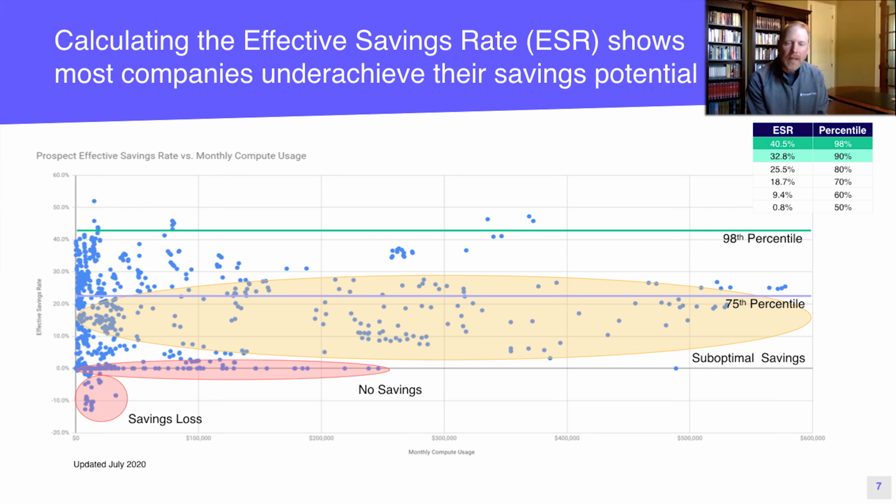So this is a very, very powerful KPI that is our chief KPI. Our algorithms are seeking to maximize your effective savings rate at all times. And we meet customers wherever they're at. So wherever you are on this continuum, we will take your environment and we will move it up.